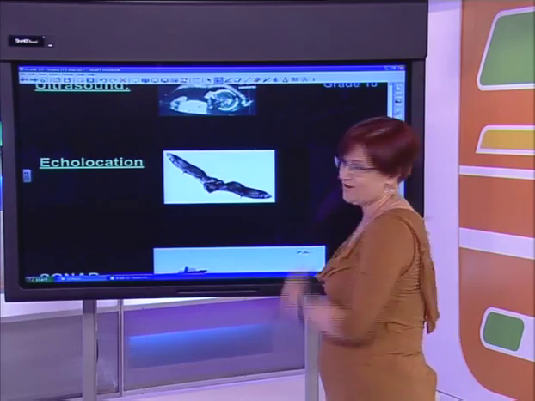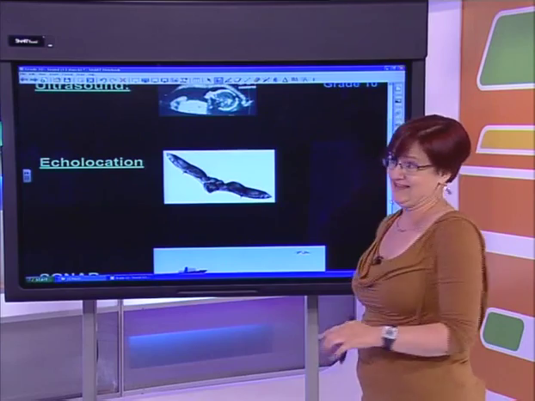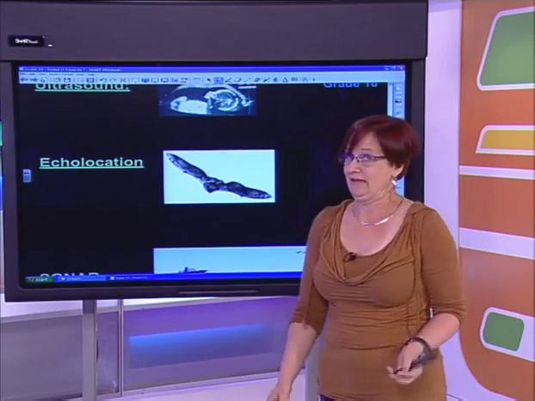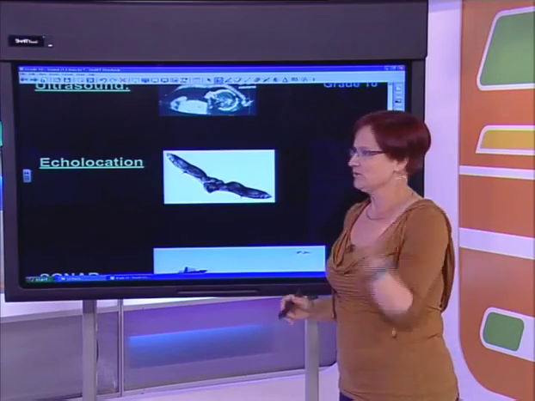Where else do we use it? Echolocation. Not my favorite animal in the world, but it's a bat. They scare me a little, because we all know they have vampire connotations. But anyway, those are all just stories.